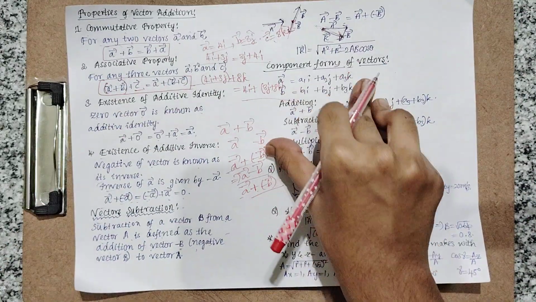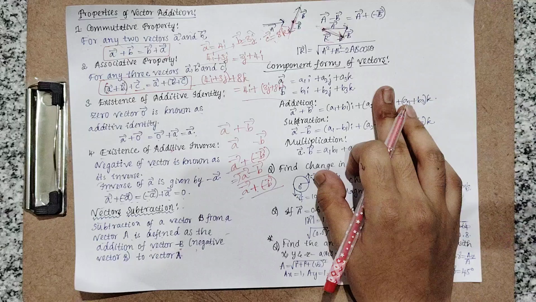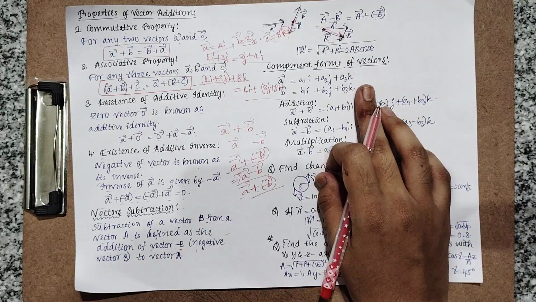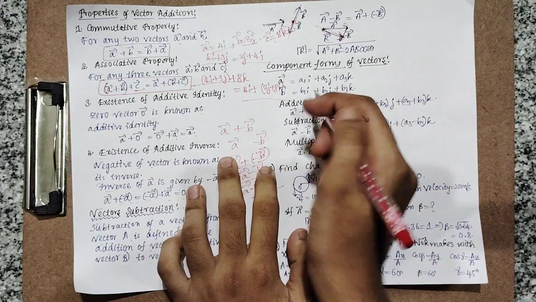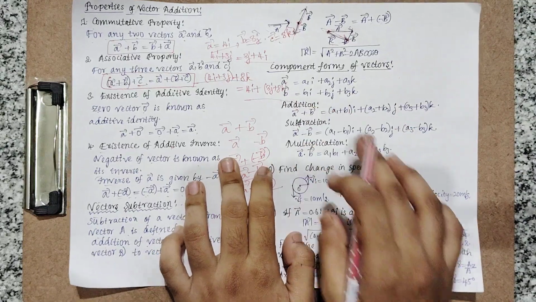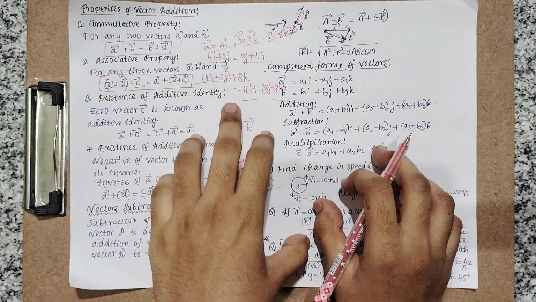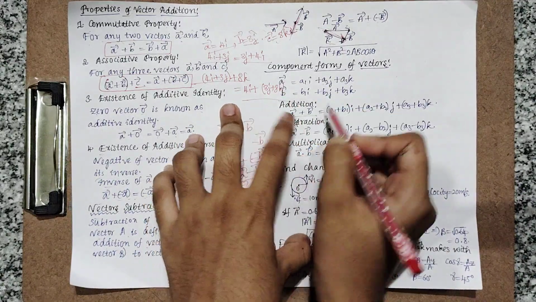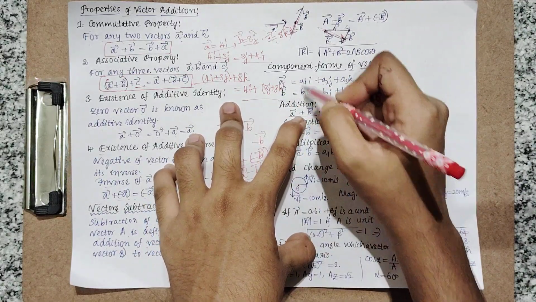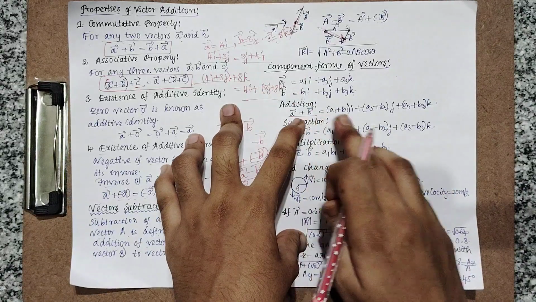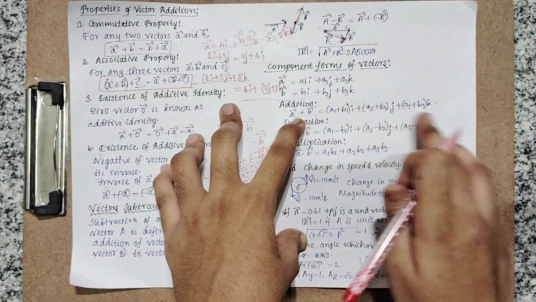And now coming to component form of vectors. That means if you take a bar equal to a1 i plus a2 j plus a3 k, and let us suppose another vector b bar as b1 i plus b2 j plus b3 k, then the addition of these two vectors will be the addition of their respective components, i with i, j with j, and k with k. That is, a bar plus b bar equal to (a1 plus b1) i plus (a2 plus b2) j plus (a3 plus b3) k.